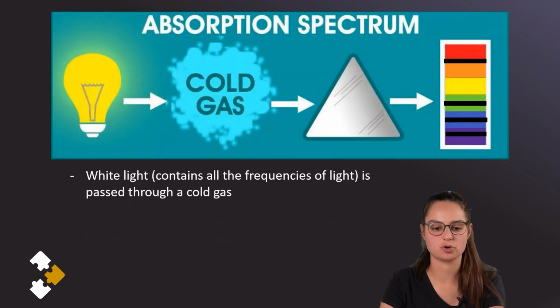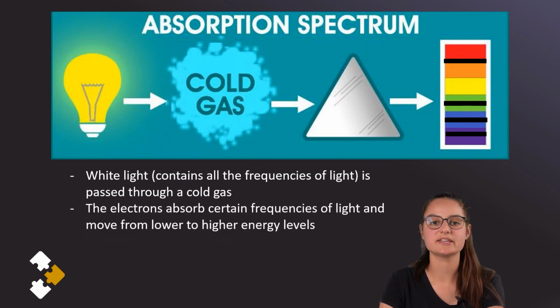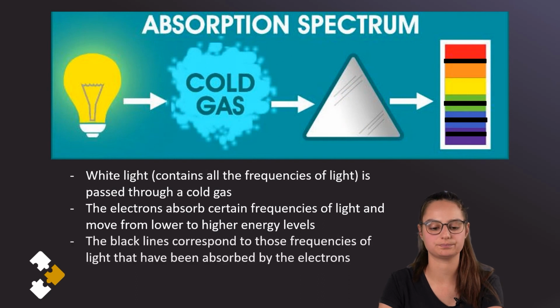And if we just want to talk a little bit about the absorption spectrum, white light contains all the frequencies of light, and it is passed through a cold gas. When this happens, the electrons absorb certain frequencies of light and move from a lower to a higher energy level. The black lines on the picture above correspond to those frequencies of light that have been absorbed by the electrons.